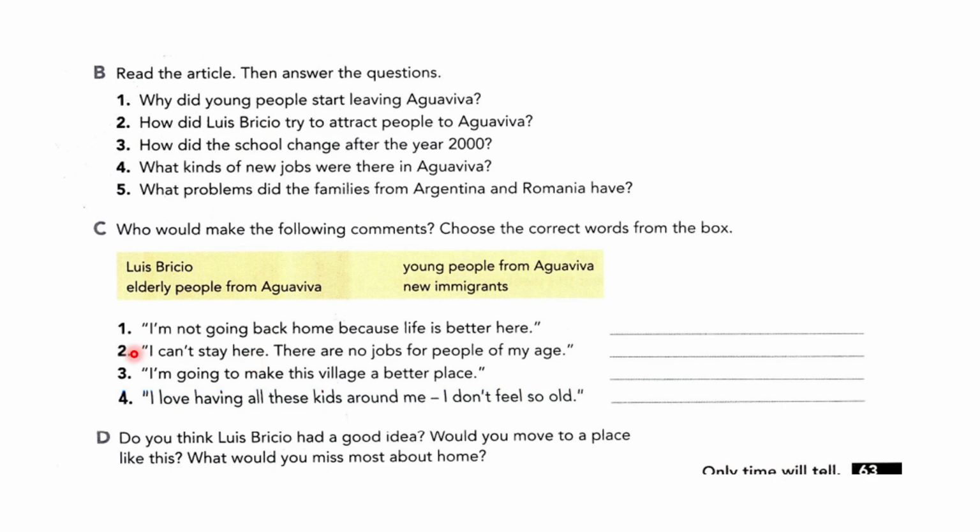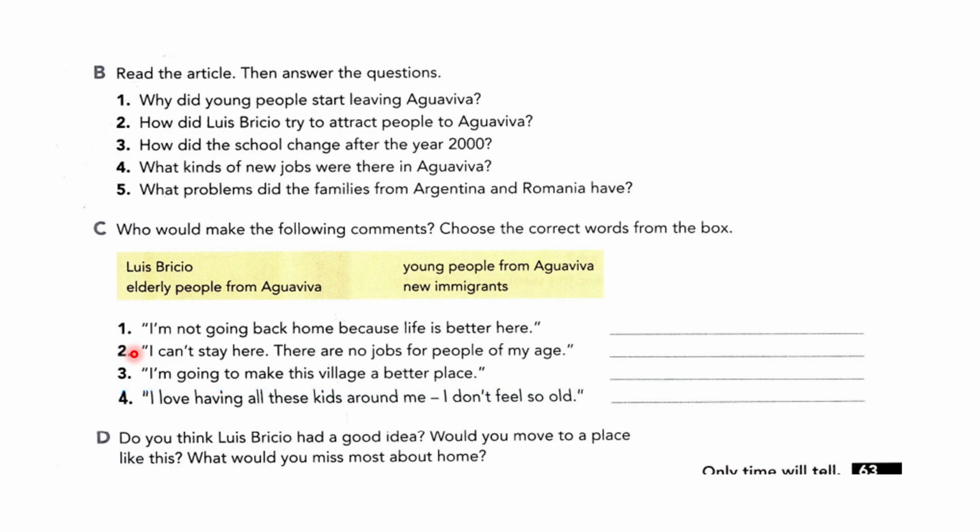Who said that? Luis Bricio, elderly people from Agua Viva, young people from Agua Viva. Tell me, Sandra. Your hand was raised. The answer to number 2: young people from Agua Viva. Yeah. Okay. Number 3, Santiago: I'm going to make this village a better place.